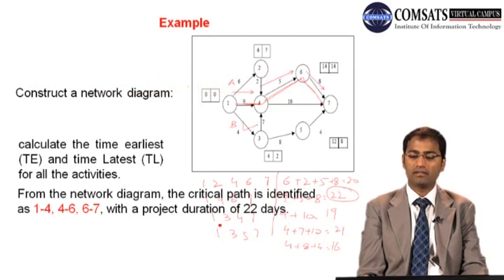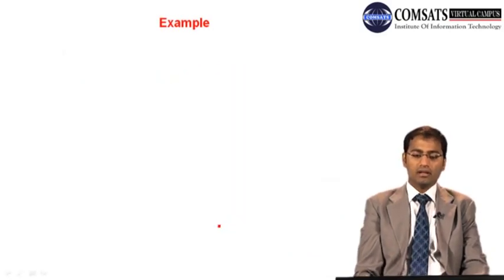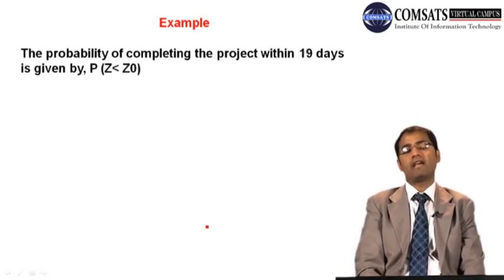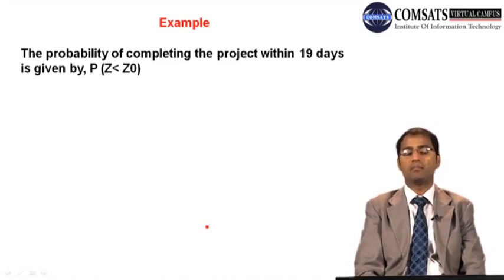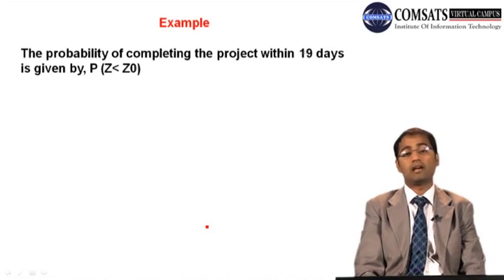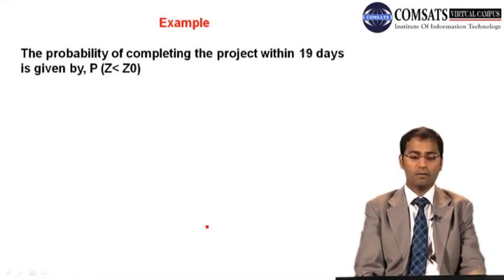So we have done this part: we have constructed our network diagram, and we have found out the durations through that probabilistic formula, and now we have the variances with us. So the probability of completing the project within 19 days is given by this formula.